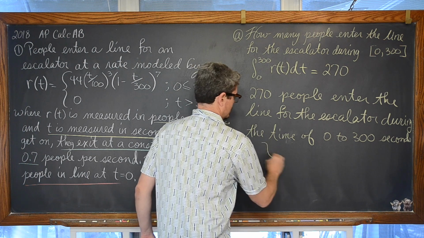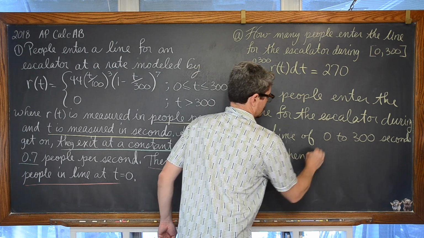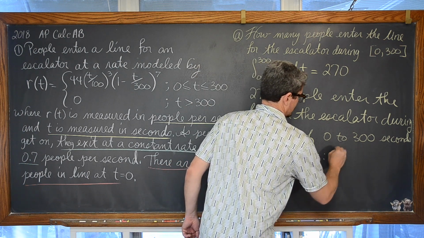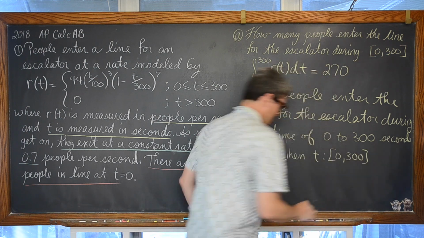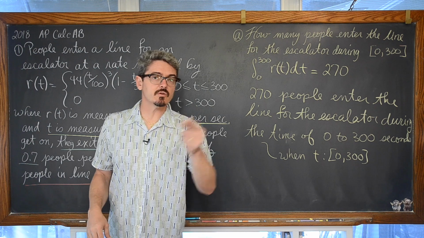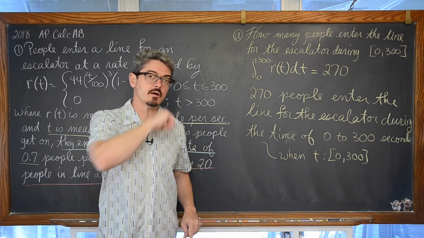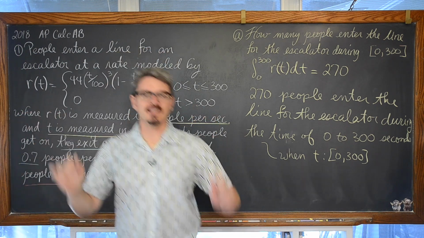Or you could say when t is on that interval from 0 to 300. Now let's make sure you know how to put that into your calculator and then get on to part B.